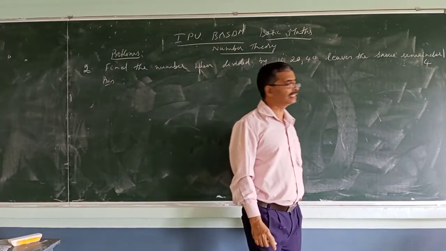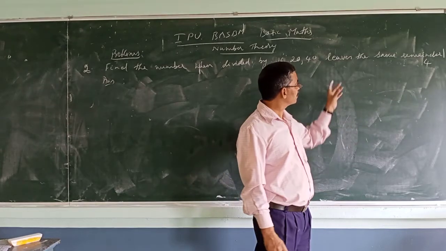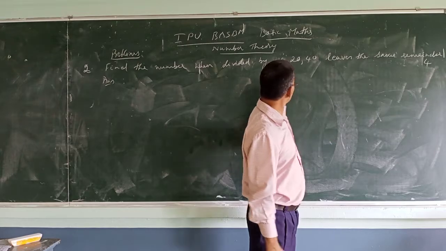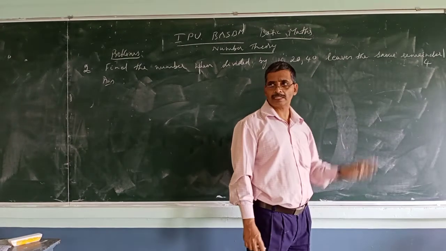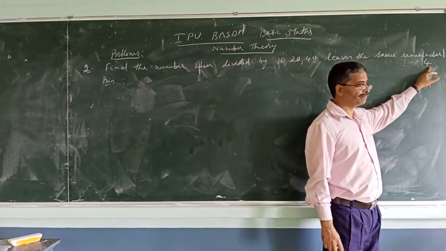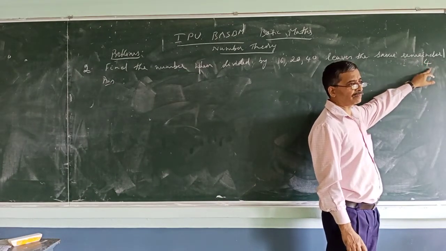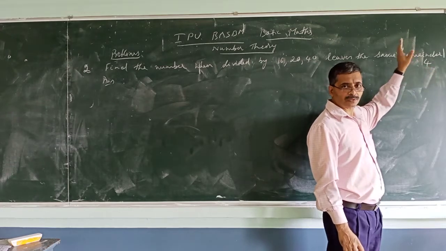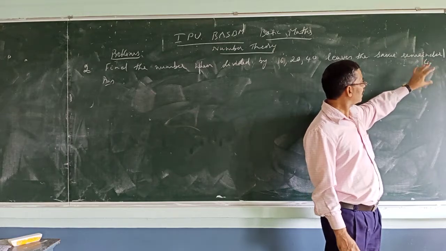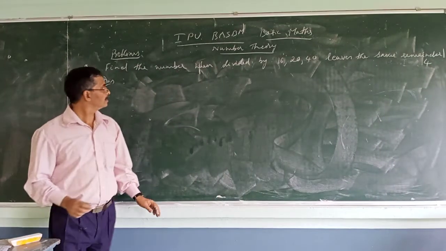So what is the method here? The method is like this. You take the LCM first, the LCM of 16, 20 and 40. Once you have taken the LCM, add 4, because the remainder left is 4. So let us take the LCM first.